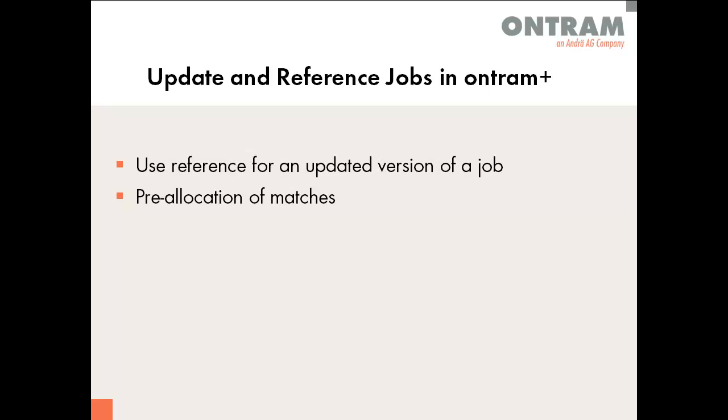ONTRAM's reference job functionality is often used for a job that is an updated version of an already completed job. This reference could be, for instance, the final version of the same job from the previous year. If a reference is saved for a job, the text segments from the reference job can be viewed and copied for each segment. It is also possible to configure automatic pre-allocation. In this case, ONTRAM will directly pre-allocate all matching target language segments.